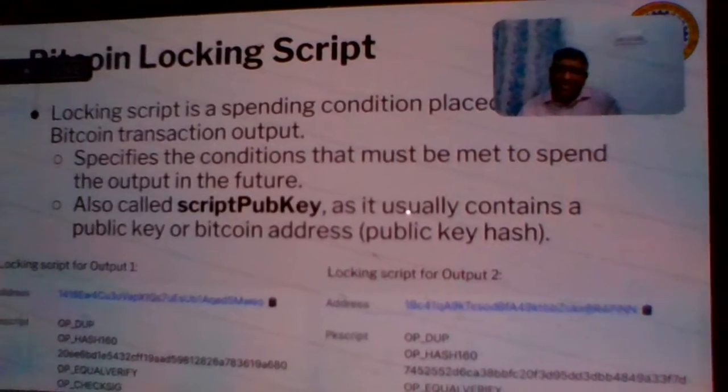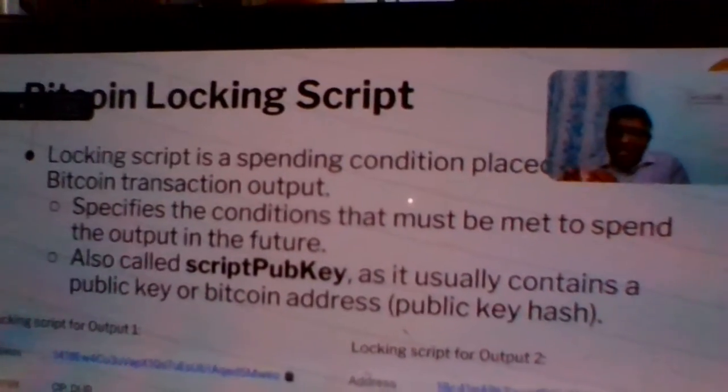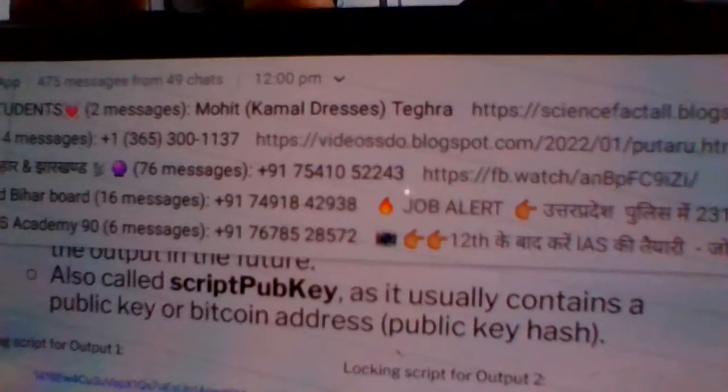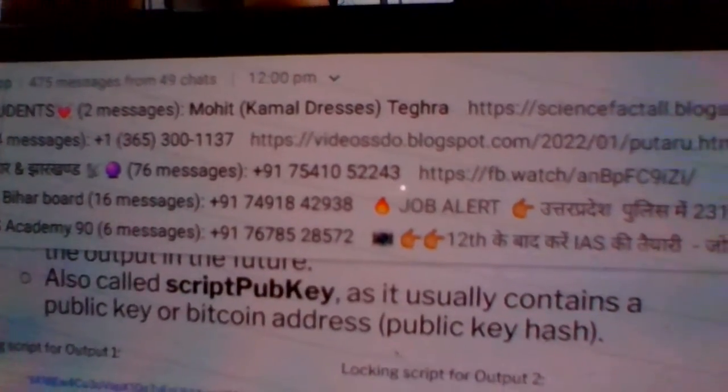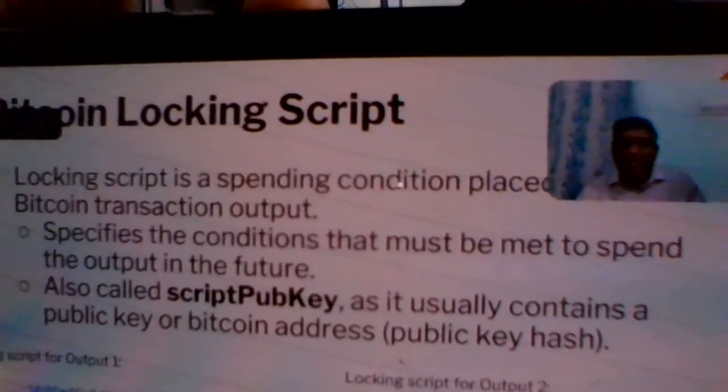Whatever it is, they are taking. But along with that, you can put a locking script. The locking script will look at some conditions to be fulfilled. If the conditions are fulfilled, the script will be executed. Otherwise, the script will not be executed. That means the transaction will not happen.